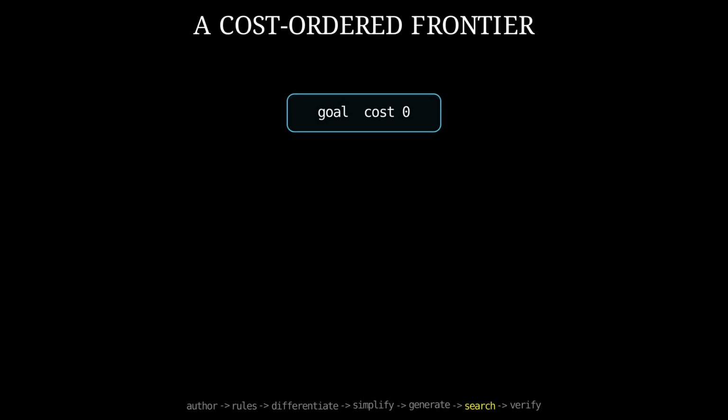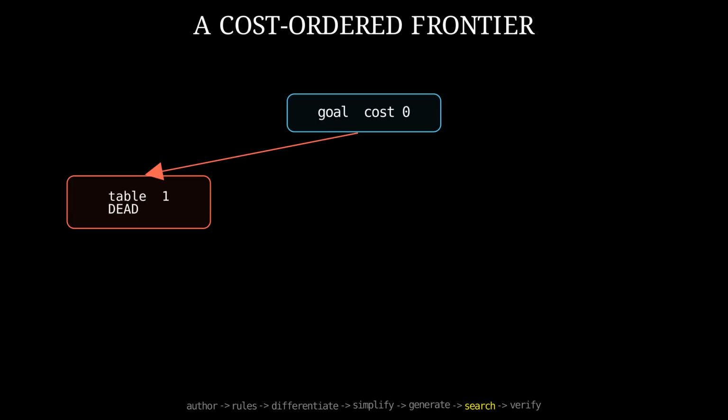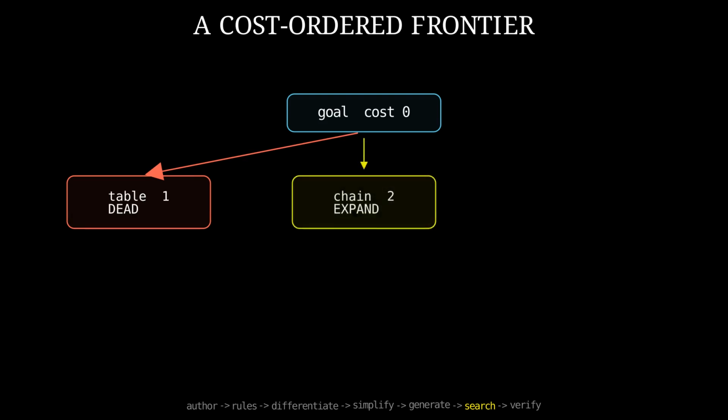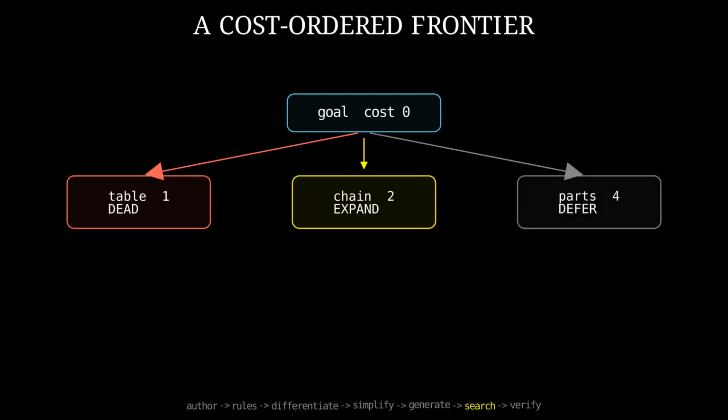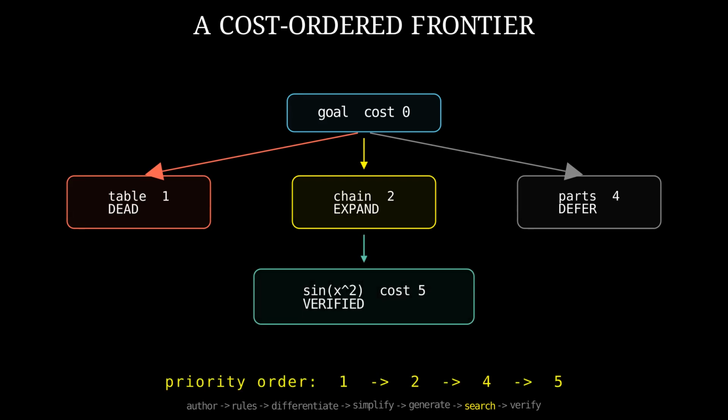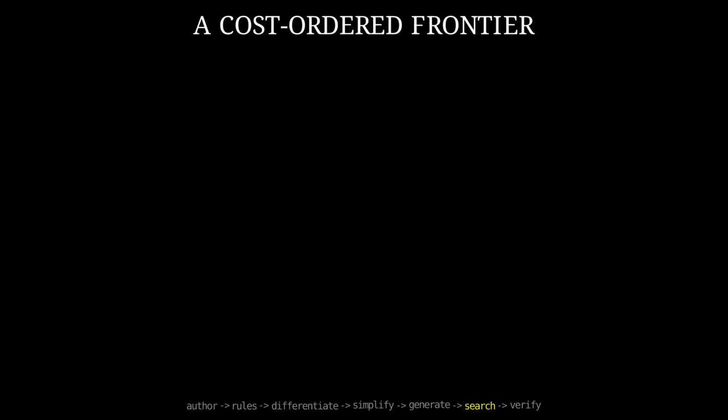The root enqueues 3 declared strategies. Cost 1 tries the direct table and fails because the whole integrand is not a table form. Cost 2 opens reverse chain and finds a possible inner function. Cost 4 probes integration by parts, but that strategy's subgoals are outside this small engine, so the branch is deferred. Cost 5 reaches the reverse chain candidate and sends it to verification. The queue always expands the lowest current cost.